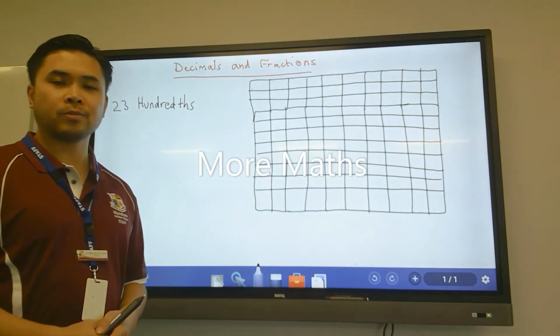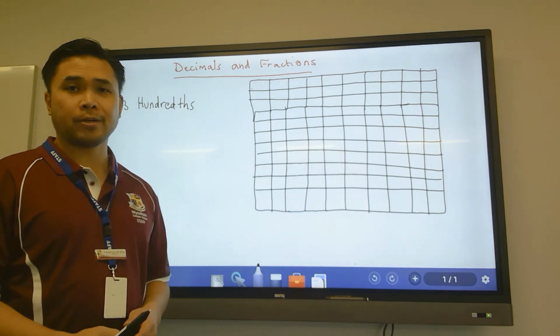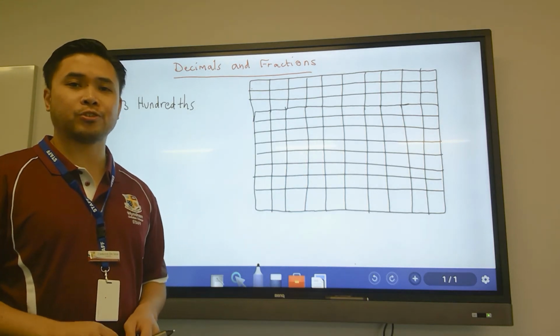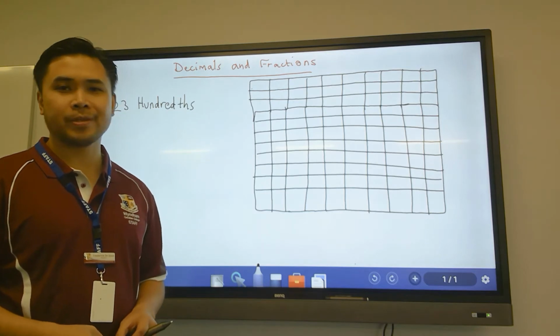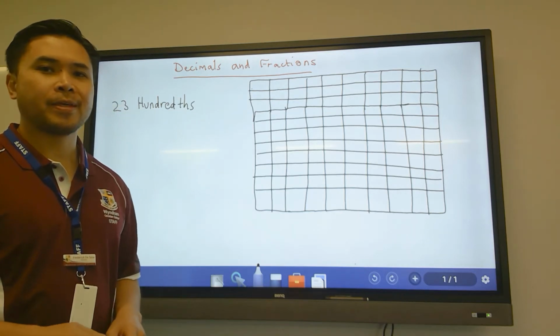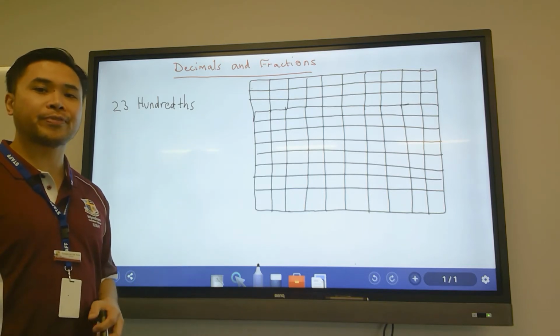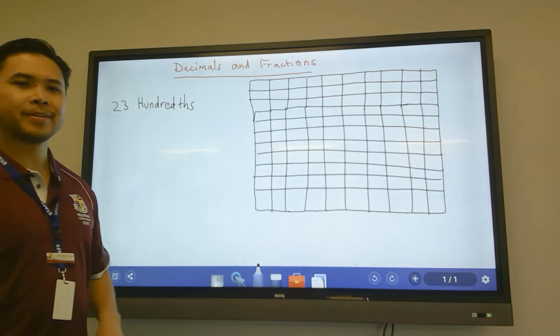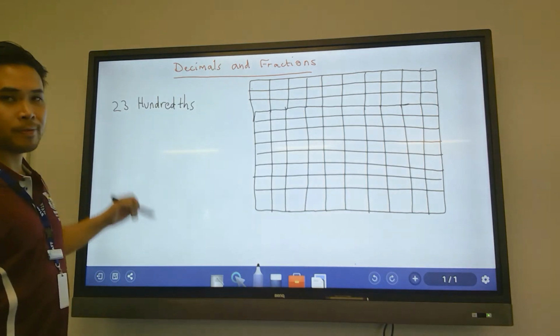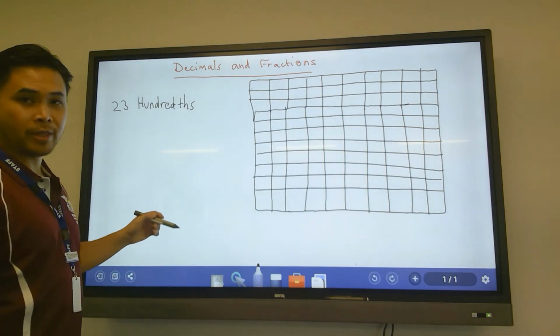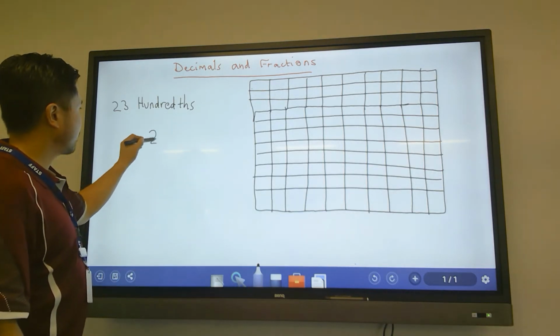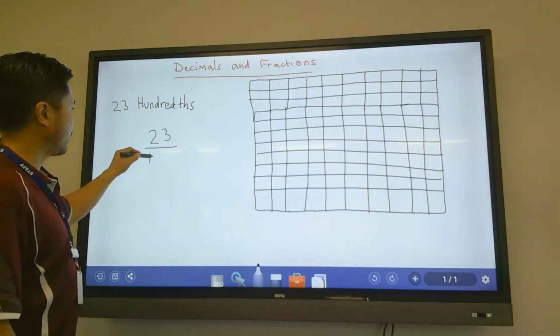Alright, now over to decimals and fractions. By now, you guys should be professionals at fractions and decimals. So this is more of a recap. Now, let's take this example. 0.23. What does that mean? Well, it can also be written in 2 different ways. One, as a fraction, 23 over 100.